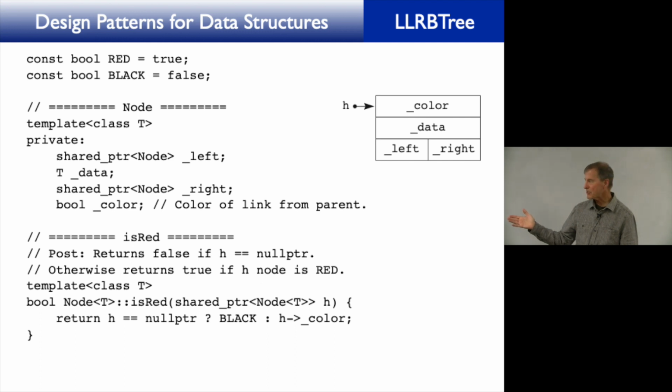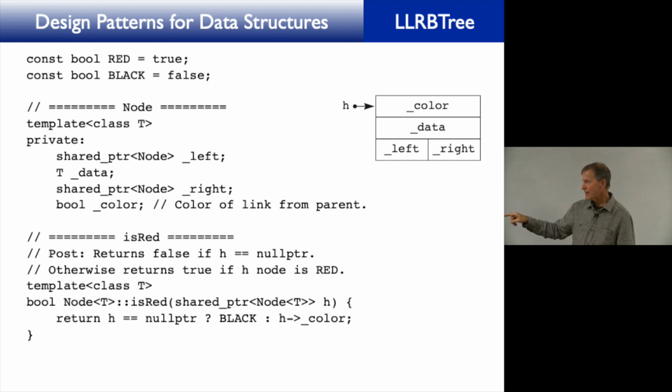Those are going to be nil pointers. So what does the code isRed do? It returns false if H equals null pointer. Otherwise it returns true if the H node is red. So look, what does it say? It says Boolean node, is red, and what is H? A pointer to a node. Are you with me?